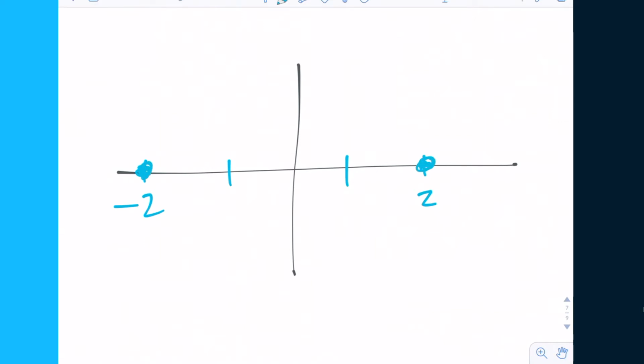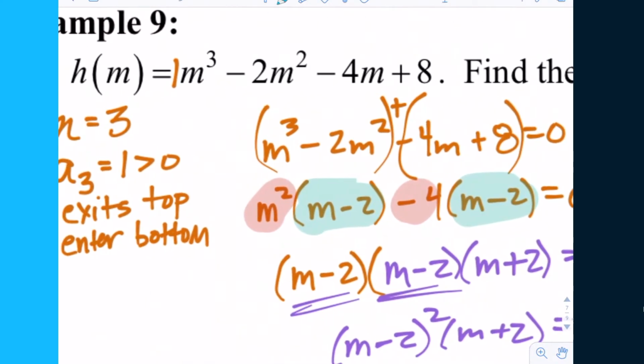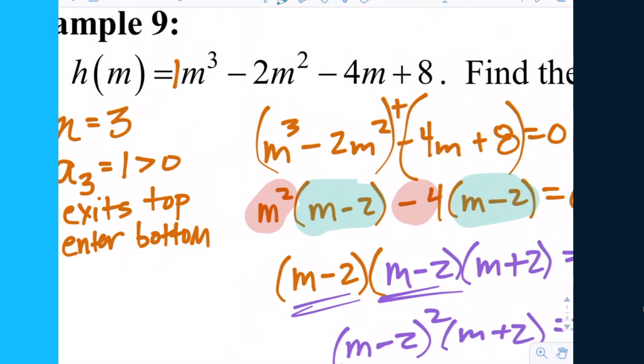Hey, look, this function looks like it could have some kind of symmetry, right? Y-axis symmetry maybe, huh? Based upon the roots? Let's go back and review that. Does this function have any symmetry? Is it even, odd, or neither?